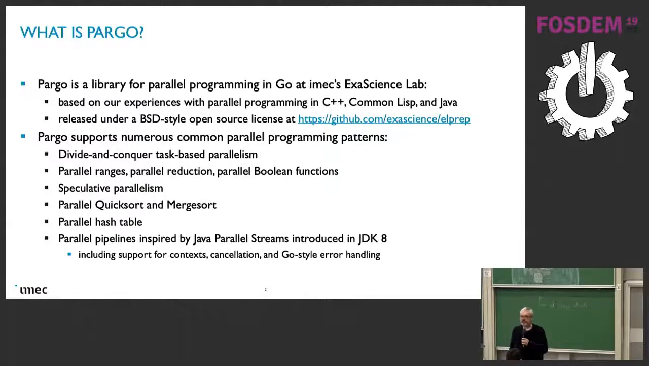And it supports lots of different features for parallel programming. So it's based on the notion of divide and conquer task-based parallelism, which I'm going to explain in a minute. It supports features like parallel ranges, parallel reduction, parallel Boolean functions, speculative parallelism, and some concrete algorithms, primarily sorting, so parallel quicksort, parallel merge sort, a parallel hash table for performance, and some parallel pipelines functionality that is inspired by the Java parallel streams that was introduced in JDK 8, but with a distinct Go flavor. So we support contexts, we support cancellation, and we support Go-style error handling, of course.